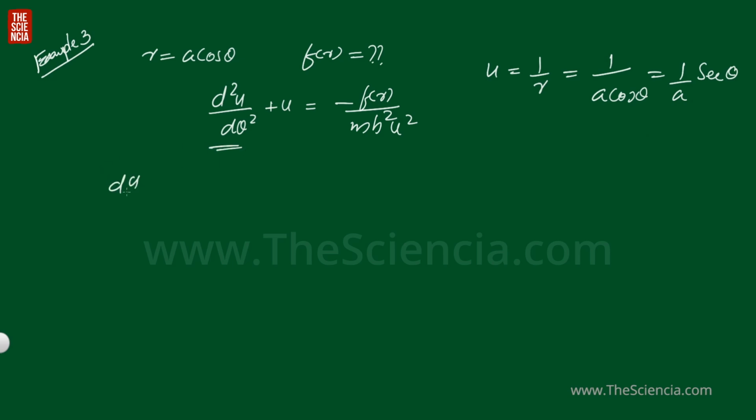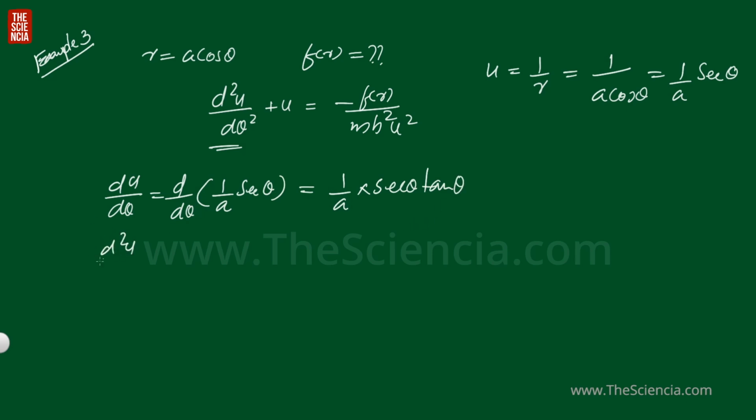That is du by d theta. That is d by d theta of 1 by a sec theta. I think you know the derivative of sec theta. That is 1 by a into sec theta into tan theta. Now, we have to find out d square u by d theta square, that is equal to d by d theta of 1 by a into sec theta into tan theta.